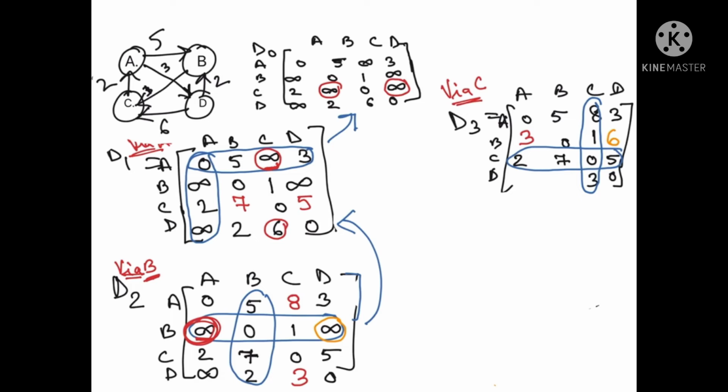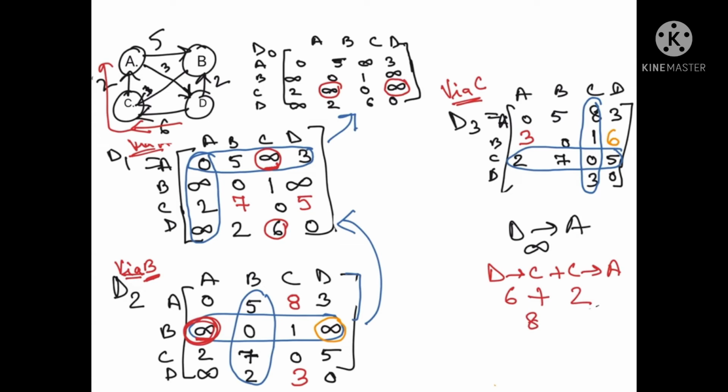So let's go to D to A. D to A is infinity, correct? The other path is via C. So we will go like this: D to C and C to A. So D to C plus C to A. So D to C is what? D to C is 6 plus C to A is 2, which is equal to 8.